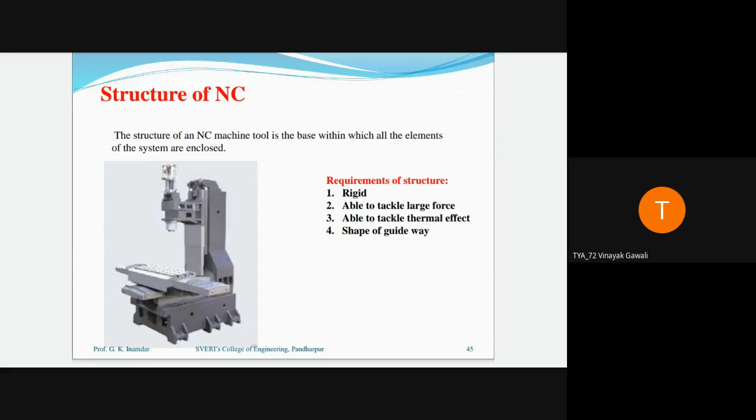As a mechanical engineer, we will manufacture different lots of machines. For that purpose, whatever the maintenance process, whatever the correction, whatever the hazard or failure will happen, what will be the corrective action? This is also the duty of a mechanical engineer. Now this point should be considered in the structure of NC.